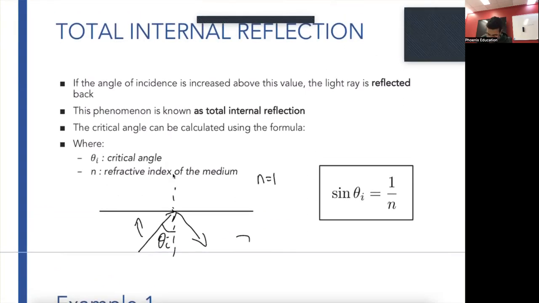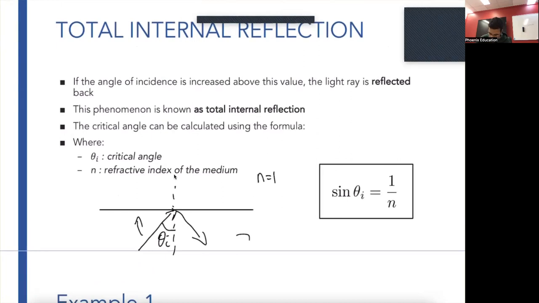The reason this happens is because as you increase the angle of incidence, the angle of refraction will keep on increasing also. And as this angle theta I increases, this theta R will reach some point at which it's 90 degrees. And any more than that will reflect internally. That's when total internal reflection occurs.